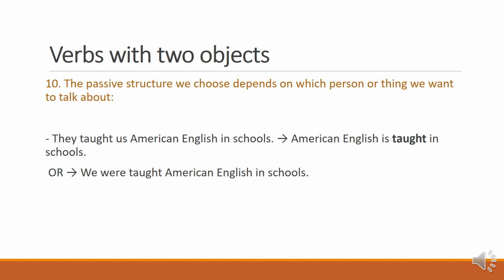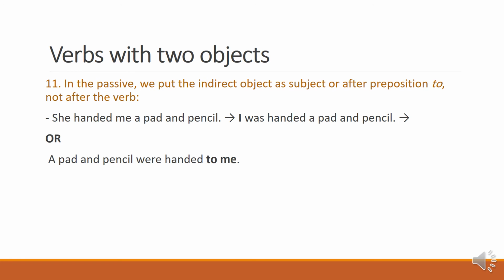Rule number 11 is, in the passive, we put the indirect object as subject or after the preposition to, not after the verb. For example, she handed me a pad and pencil. And when we transfer it to passive, I was handed a pad and pencil. Or we can say, a pad and pencil were handed to me. And here we put the subject after the preposition to.